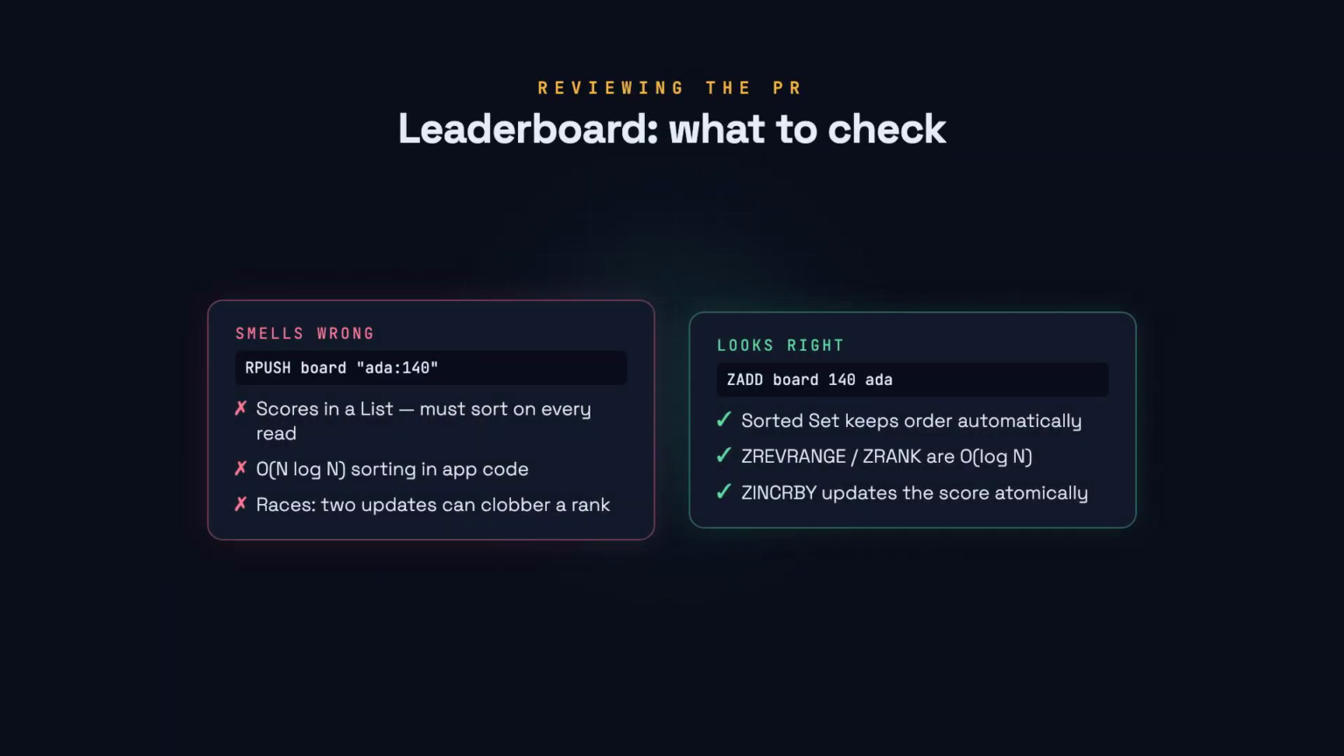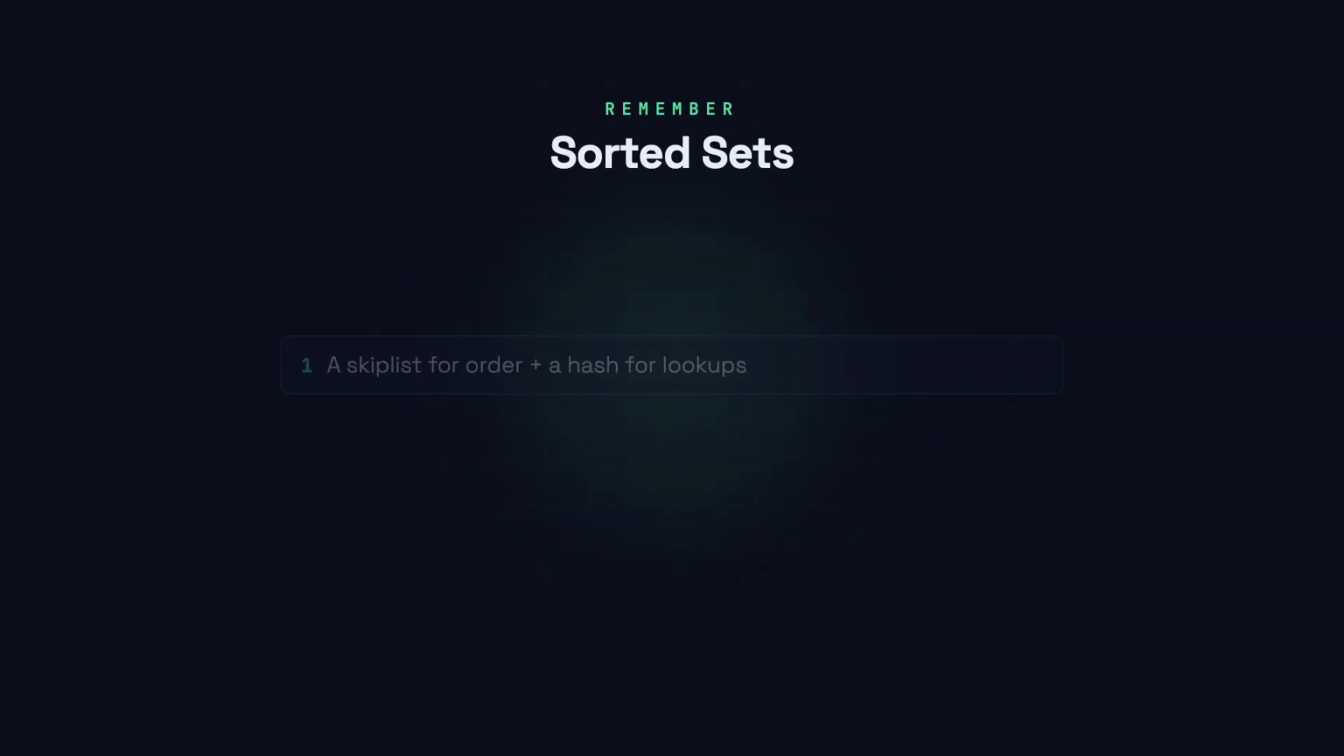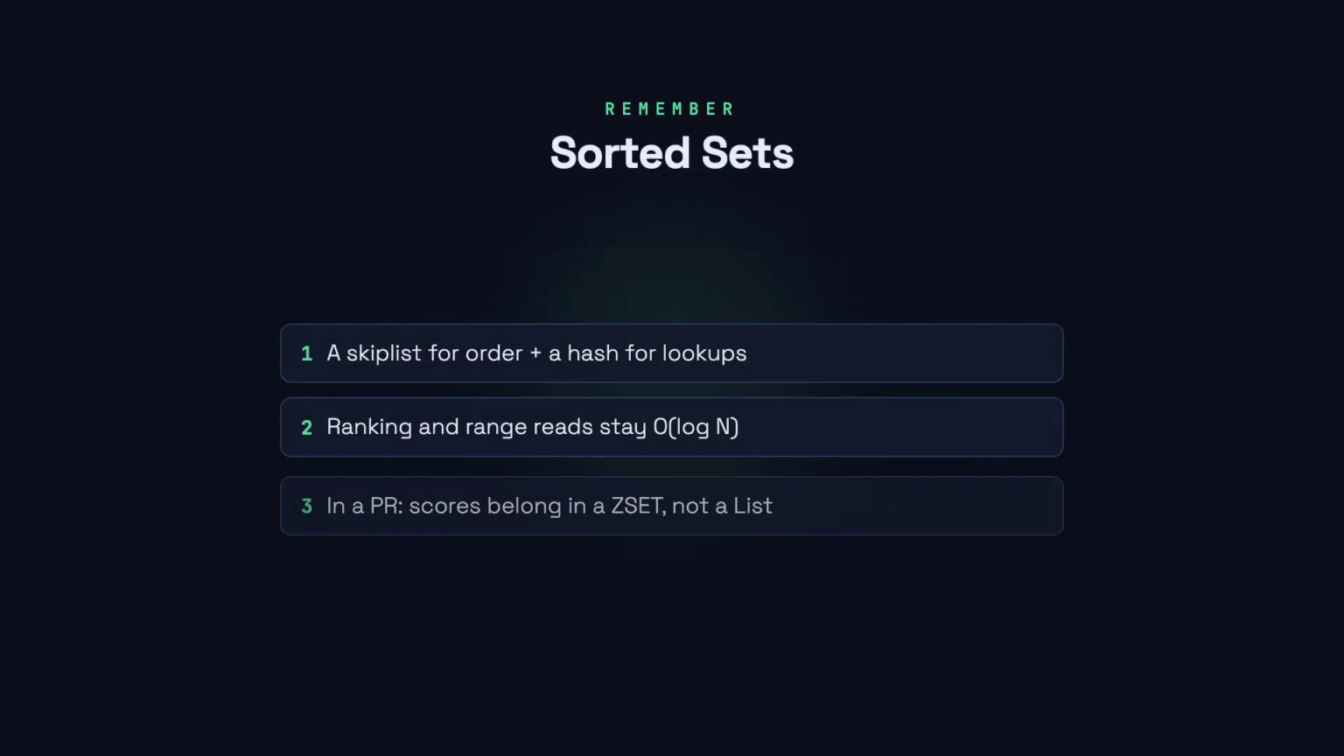If scores are pushed into a list and sorted in application code, that's a red flag. It's slow and racy. A sorted set with ZADD and ZINCRBY keeps order for you, stays O(log n), and updates atomically. To recap, a sorted set is a skip list for order, plus a hash for lookups, ranking stays O(log n), and when you review code, scores belong in a sorted set, not a hand-sorted list.